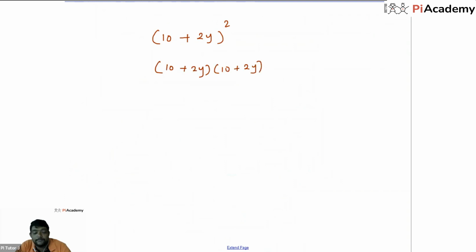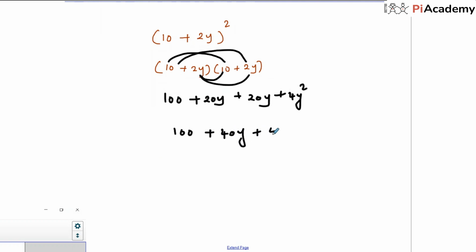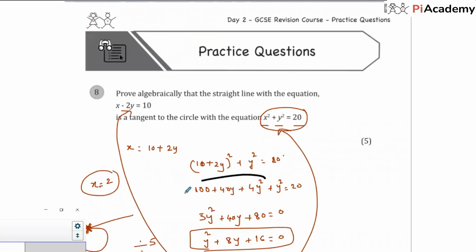Is this step correct? So 10 times 10 is 100, plus 10 times 2y is 20y, plus 2y times 10 is 20y, and 2y times 2y is 4y squared. So you have 100 plus 40y plus 4y squared. Do you understand how I got that? Wonderful. Let's go to the next question, guys.